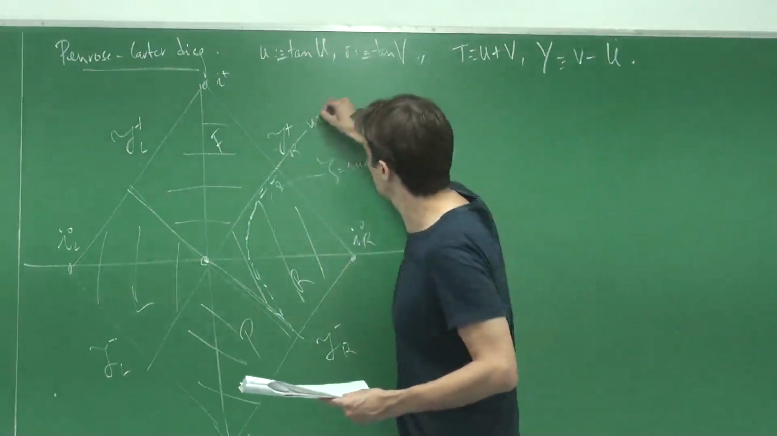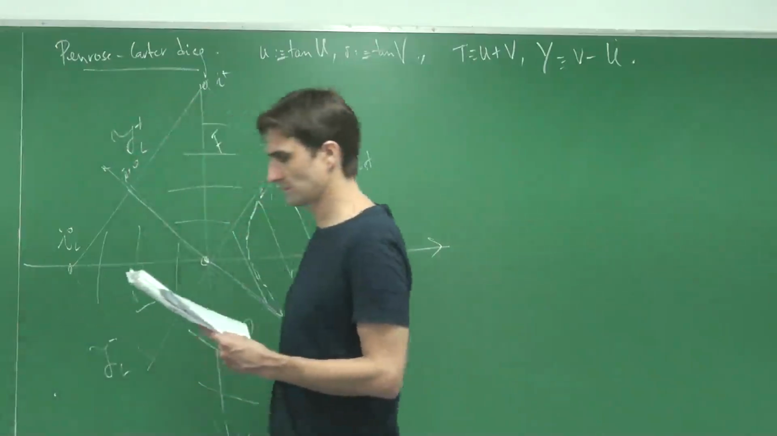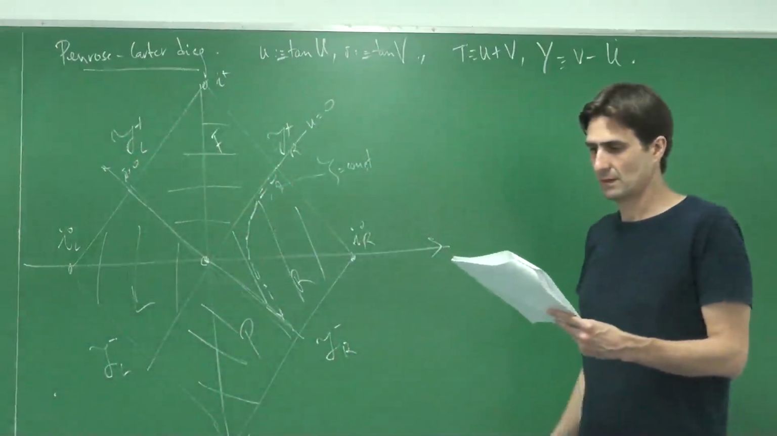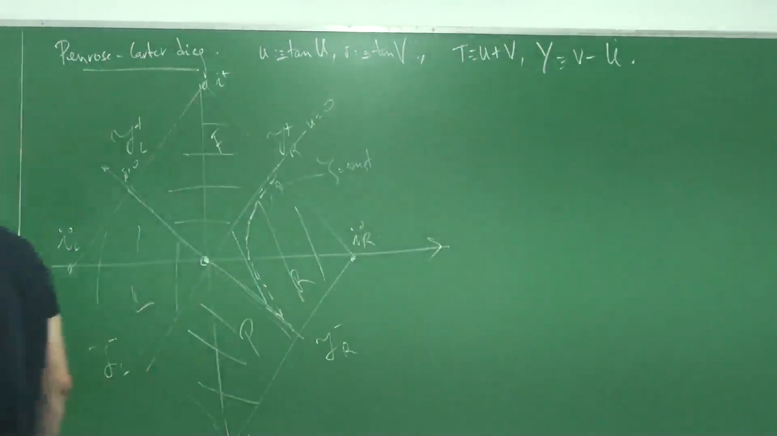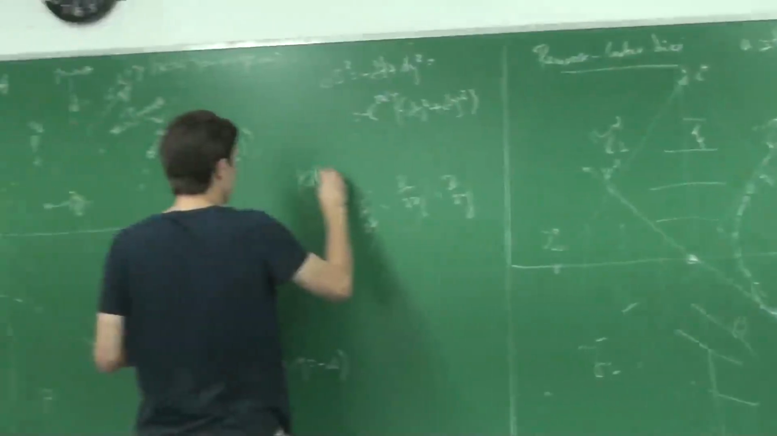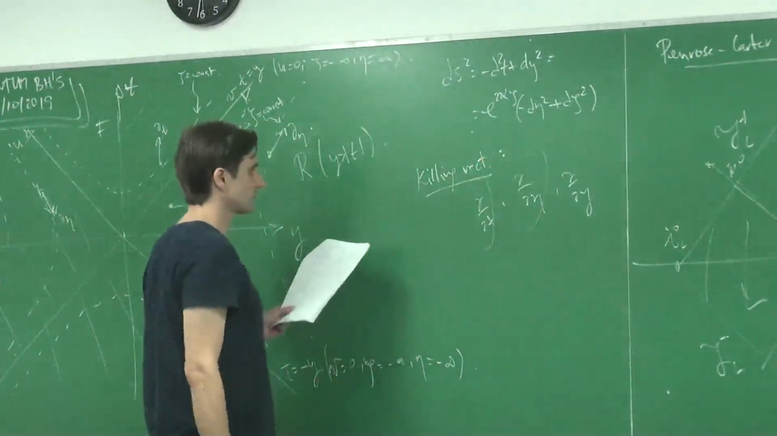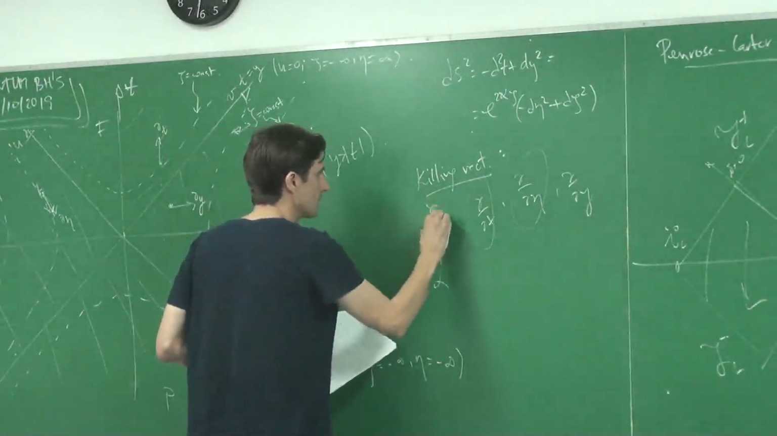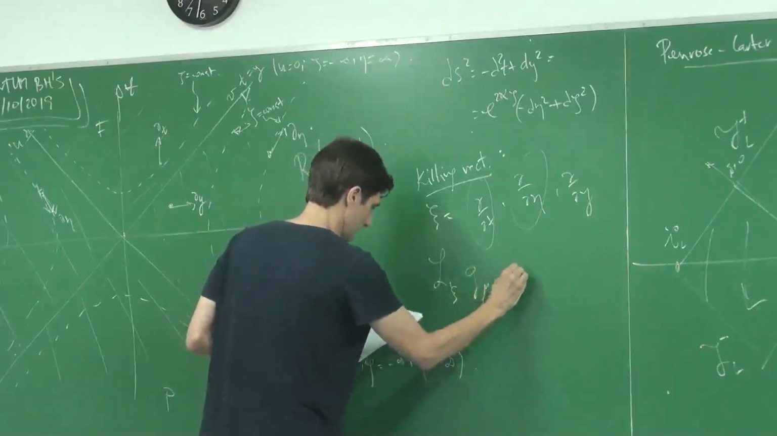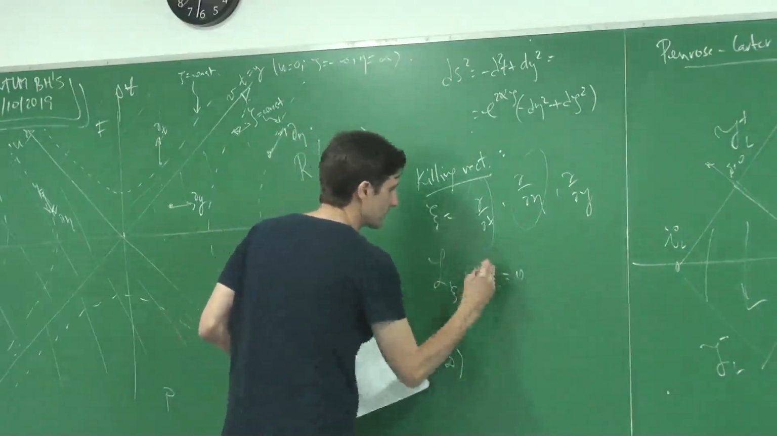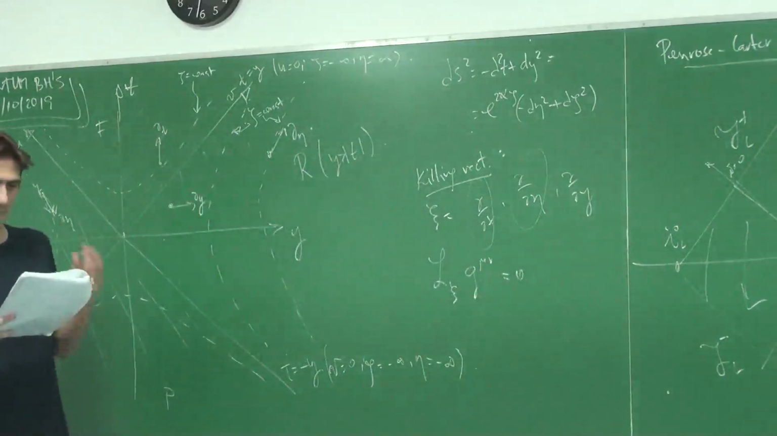And this is, like I said, u equals 0, and this is v equals 0. Okay, and these are the Killing vectors, because the metric is independent of these coordinates.